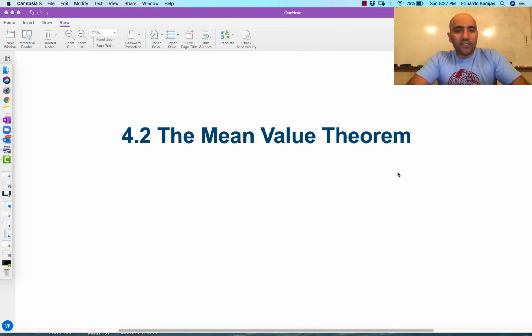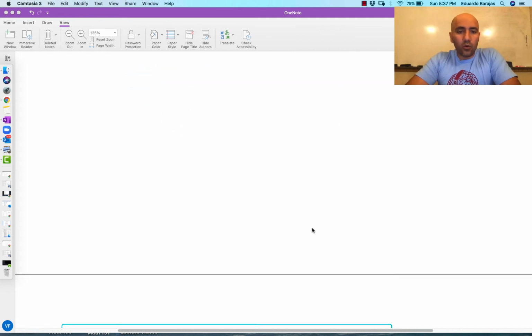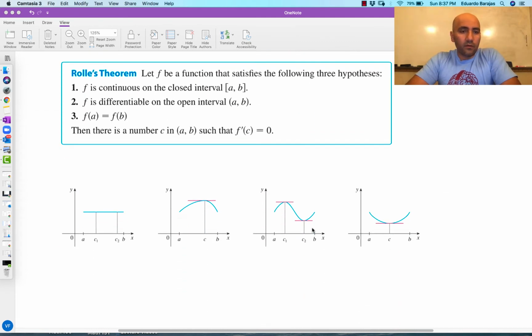Okay, chapter 4, section 2, the mean value theorem. In this section, we're going to start off by looking at something called Rolle's theorem. So Rolle's theorem: let f be a function that satisfies the following three hypotheses.